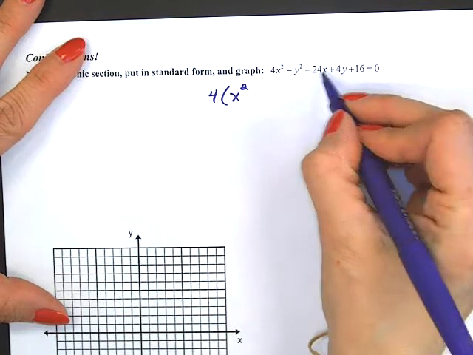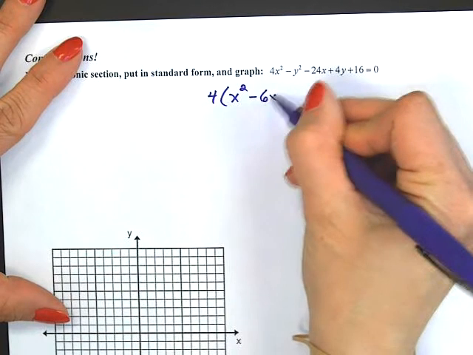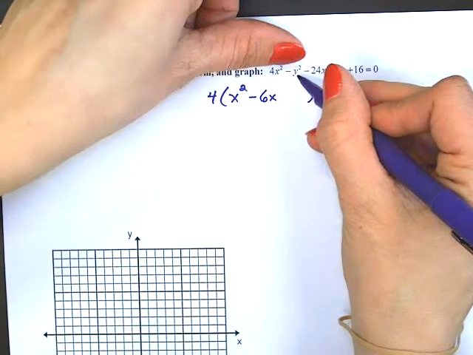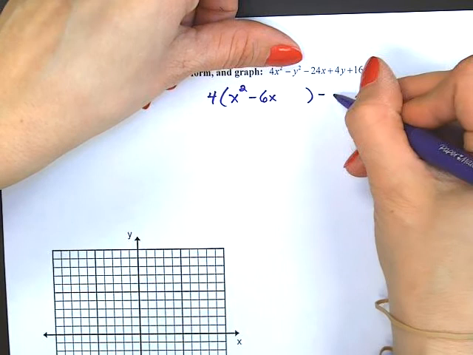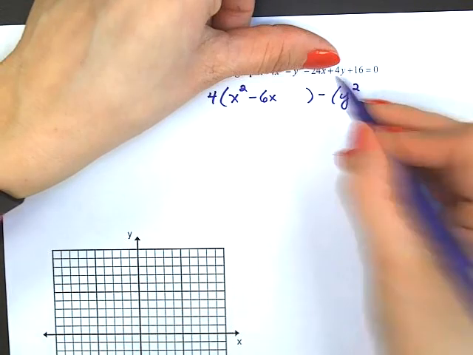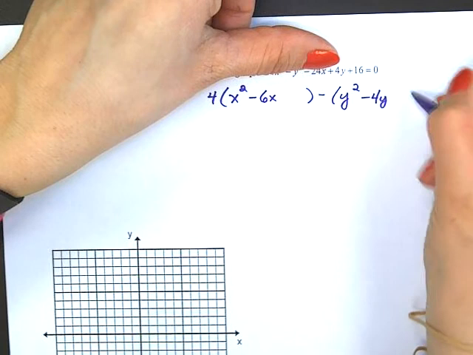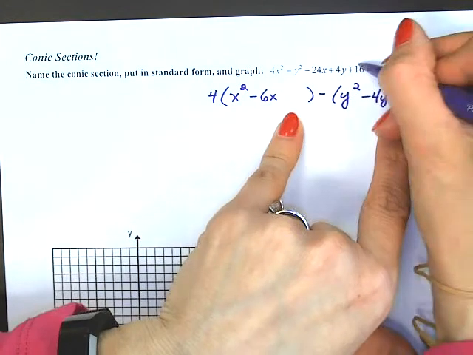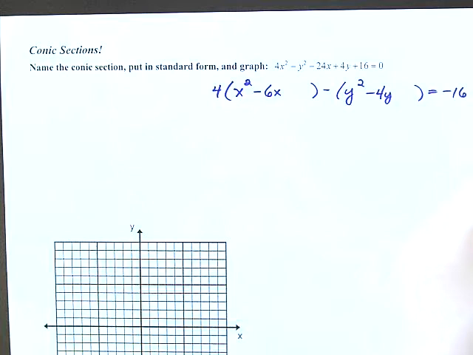Let's put minus 24, but it's actually going to be minus 6x. And then, oh, it looks like it's going to be a hyperbola. Minus y squared. I'm factoring the negative out. So this is actually minus 4y. Okay, leaving some space. 16, you got to go to the other side.